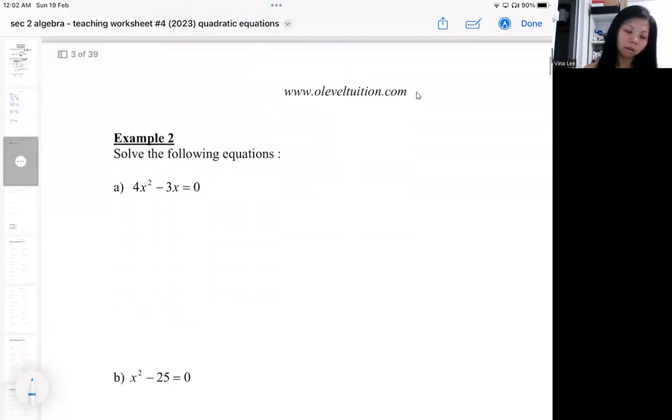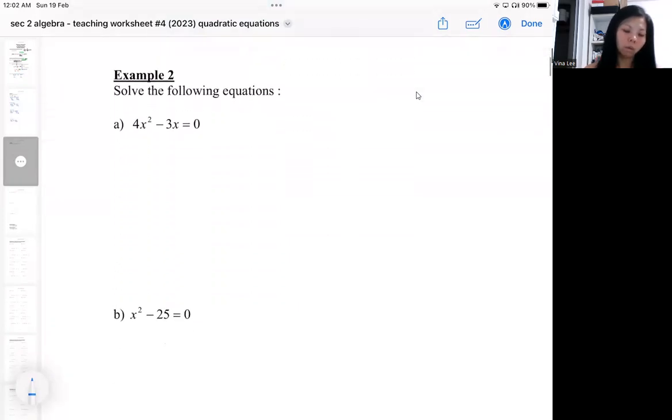Okay, let's go to example 2 where there's no factorization done. So you just make sure that there's an equal to 0 first. Then you have to think, out of the 4 methods, what can you factorize? So in this question, I'll be using the take out common factor.